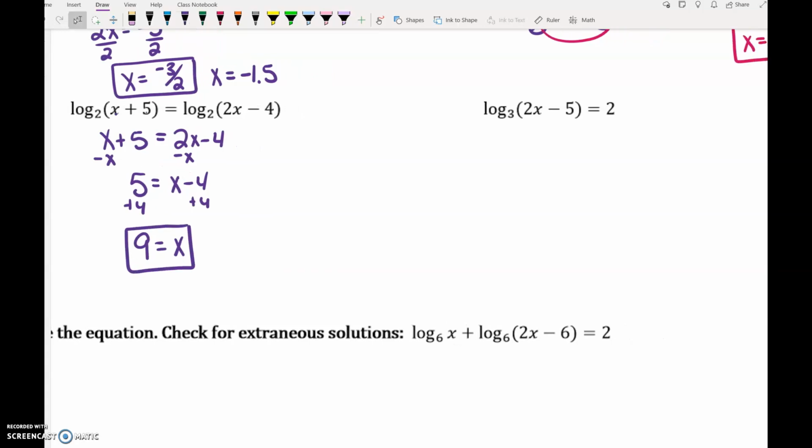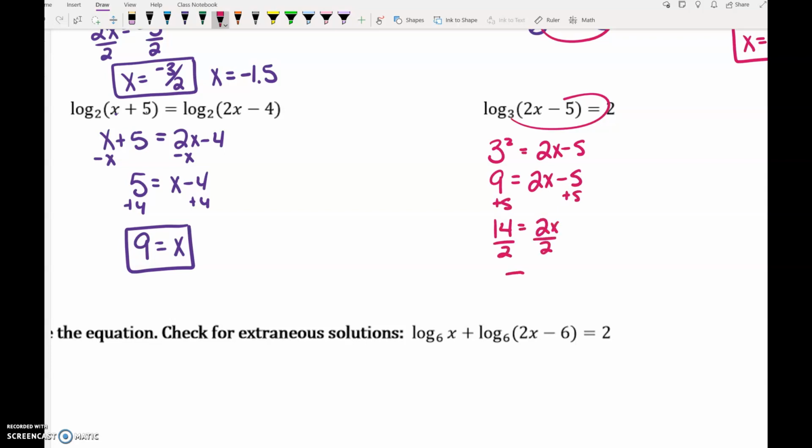X equals 9. In this last one of this portion at least, we need to do the log ride. 3 squared equals 2x minus 5. So 9 equals 2x minus 5. 14 equals 2x. So that means that x equals 7. And again, you should check 2 times 7 is 14. 14 minus 5 is still a positive number, so we're good.